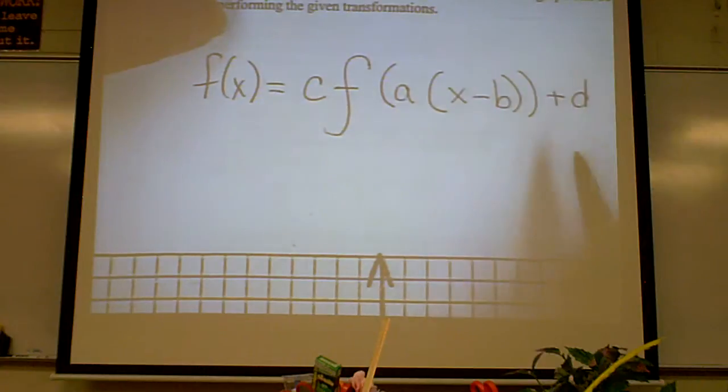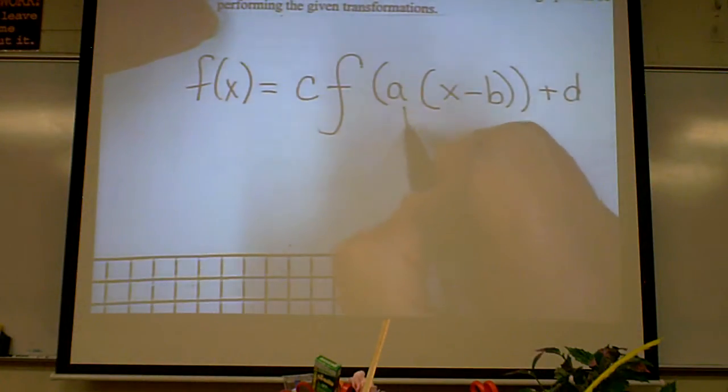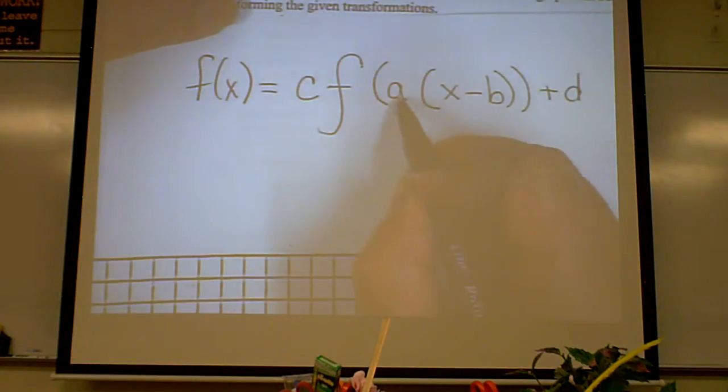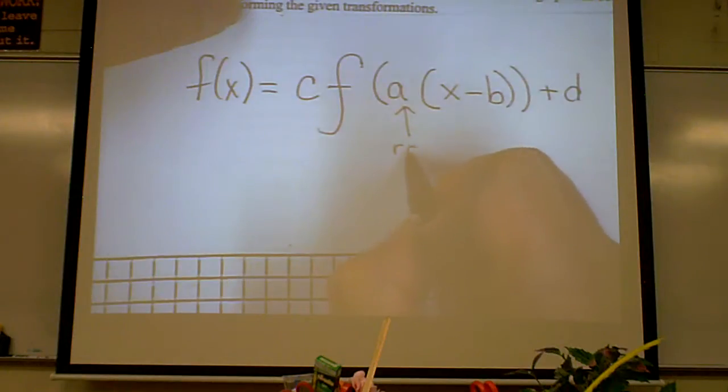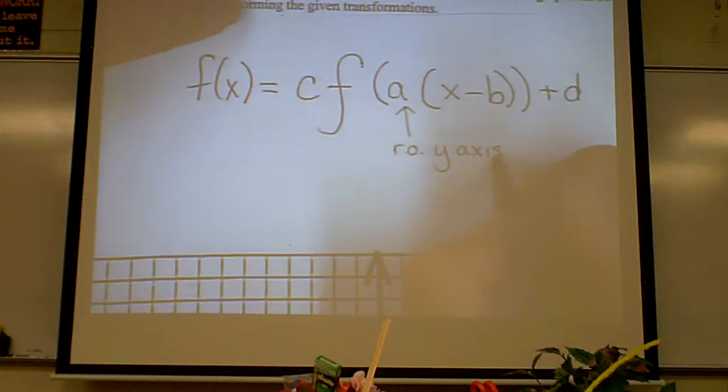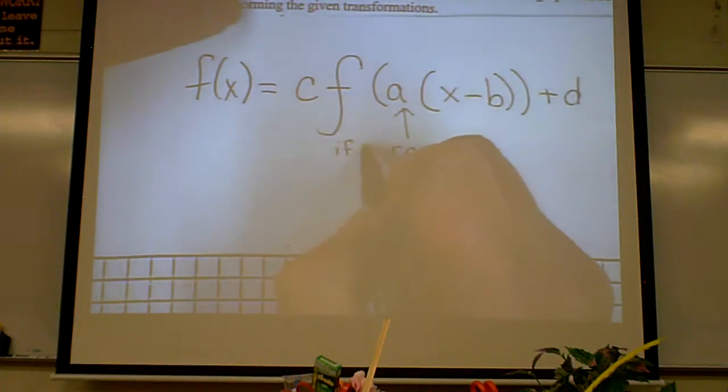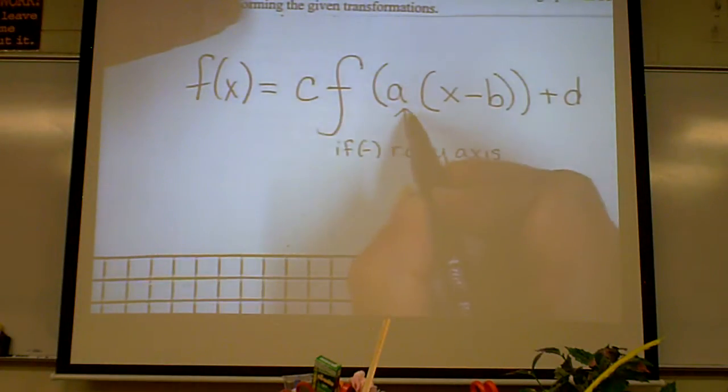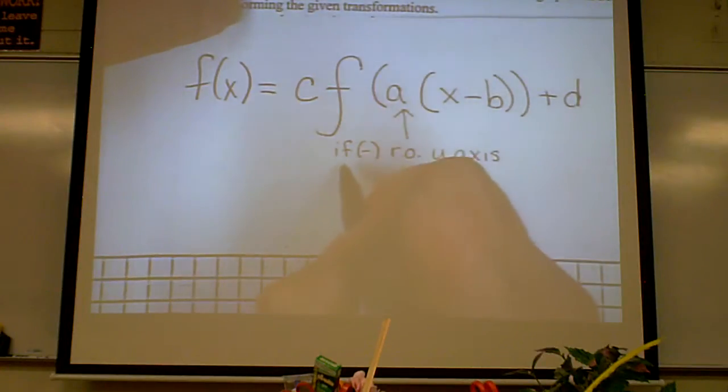So, what does this mean? This number inside, that's the first thing you do to a problem. You want to make sure the A value, the coefficient of x, is pulled out. Horizontal compression. If there's a negative here, it's a reflection over the y-axis. You always take the A value and flip it. So it's 1 over A.